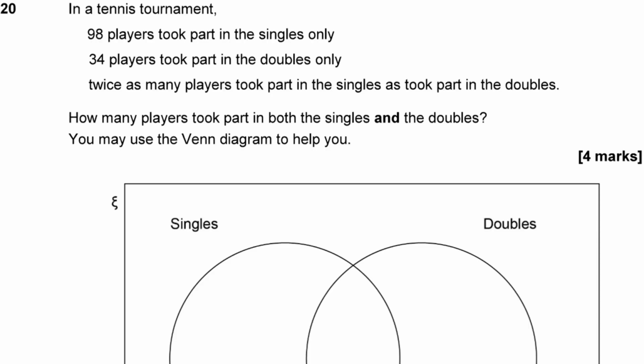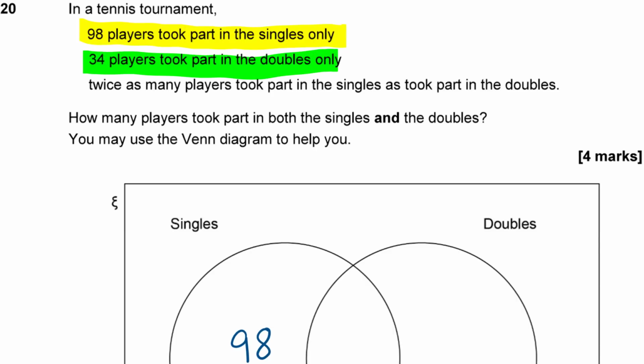Okay, so let's have a look at each one of these statements. 98 players took part in the singles only. That means in my diagram down here that 98 goes here. That means they took part in the singles but not the doubles, so it's the left hand part of this singles circle. And we know that 34 players took part in the doubles only, so I can write 34 in the right hand side of this circle.